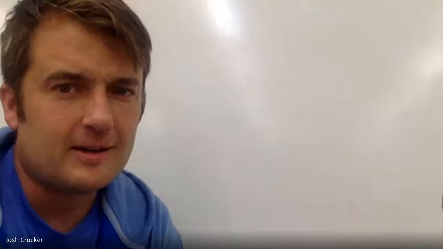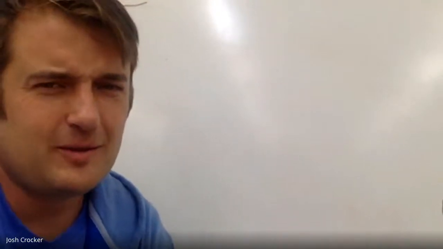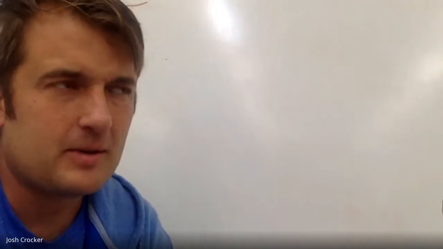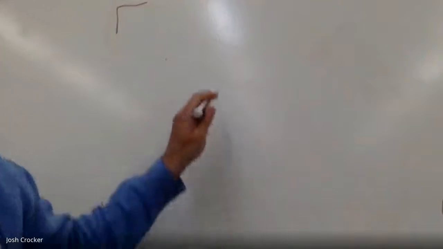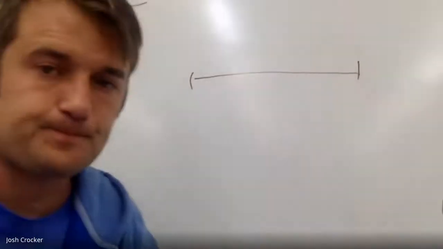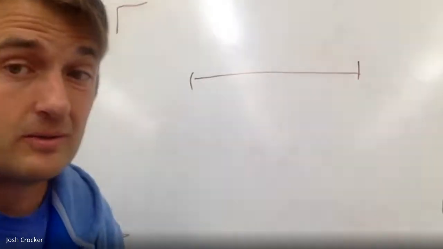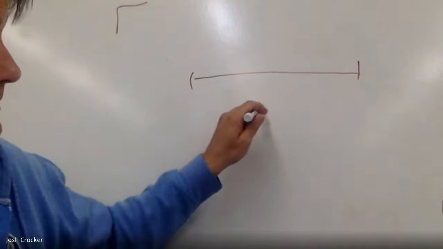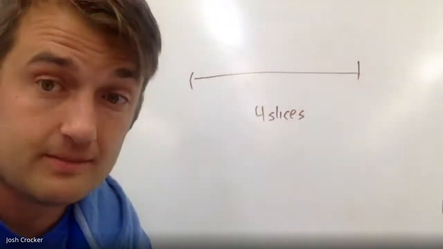Hi, so I'm Mr. Crocker, and today we're going to be talking about partitioning number lines. There's a few different ways that you can do this, and by partitioning we just mean dividing, cutting up. If you've got a number line, there's a few ways you can do it. Let's say we're going to four slices, or pieces, fourths.